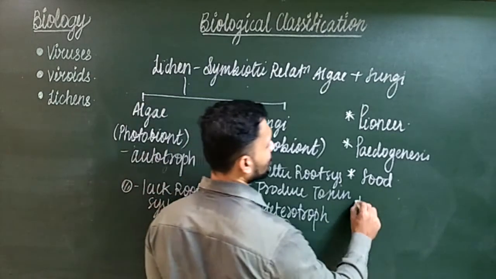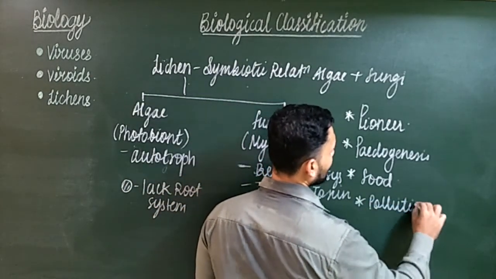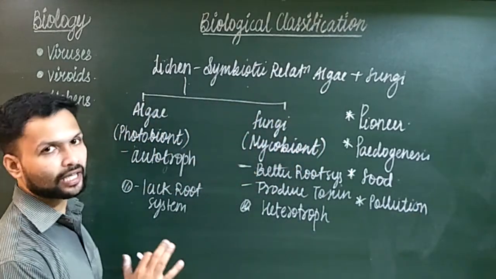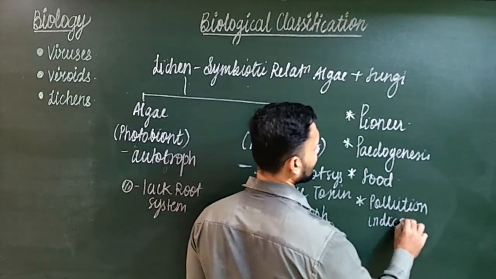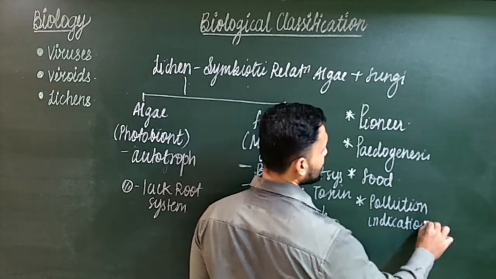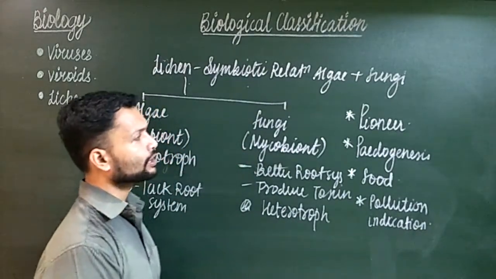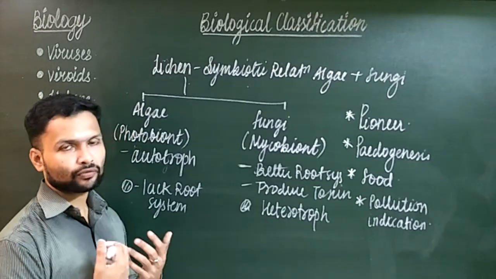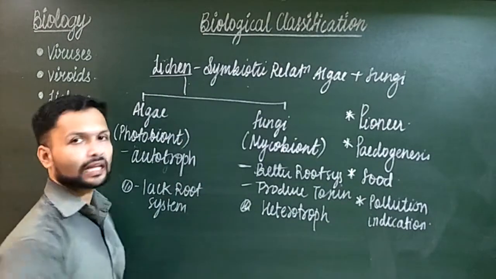They are also very good pollution indicators. This is one of the main things. They are very sensitive to pollution. If there is any pollution, they will die off. So they act as pollution indicators. So if you find lichens in a certain region, you can rest assured that the quality of air in that region will be at least very good, or worth sustaining. So these are the lichens.